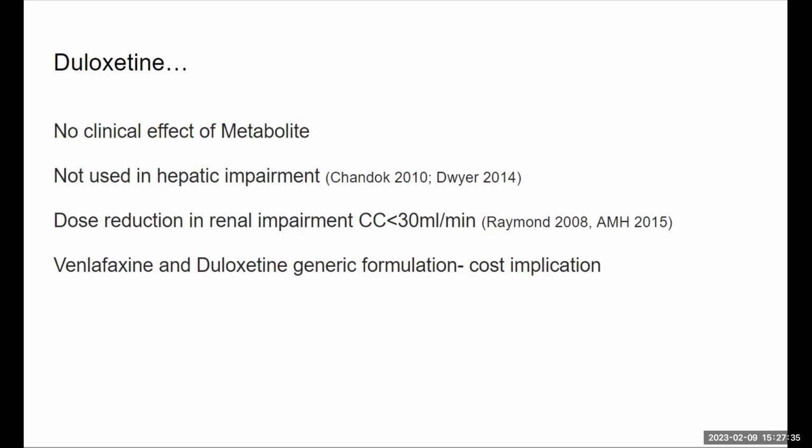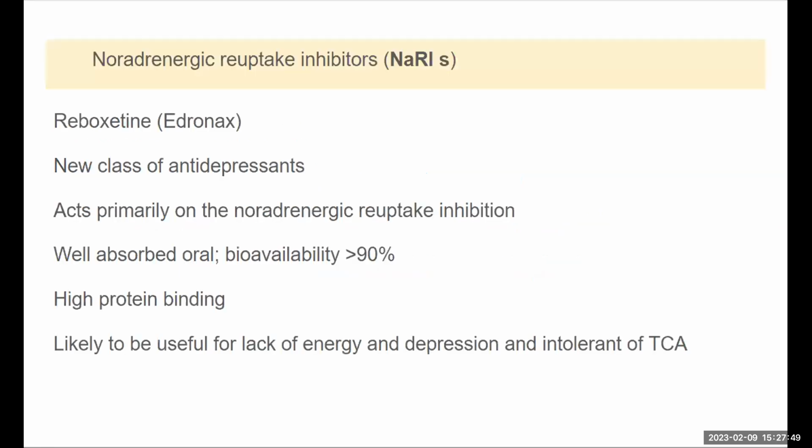Since duloxetine is metabolized in the liver by cytochrome P450, if there is severe hepatic impairment, you're not going to use duloxetine. For renal impairment, you will have to reduce the dose of duloxetine. The next antidepressant is the noradrenergic reuptake inhibitor. I haven't used them, so therefore I'll omit it completely.